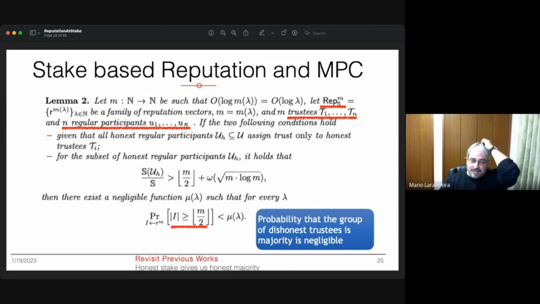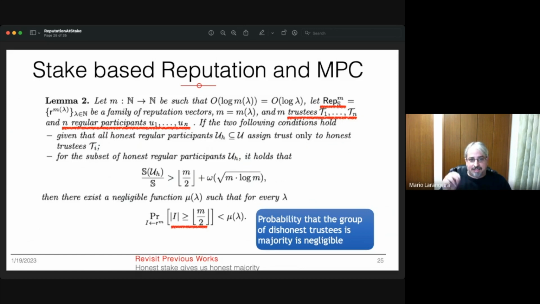No? Okay. So here on the top you see rep. These are the small values, the vector of R's. We have the trustees from T1 to TM, not N, and you have the regular participants. These are the ones who will actually assign the trust. And on the bullets you have the basic assumptions, which is giving all the honest to regular participants. The UH are the subset of honest.